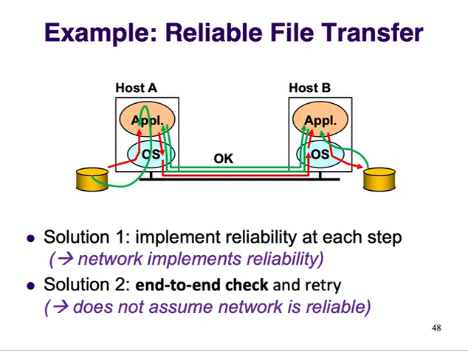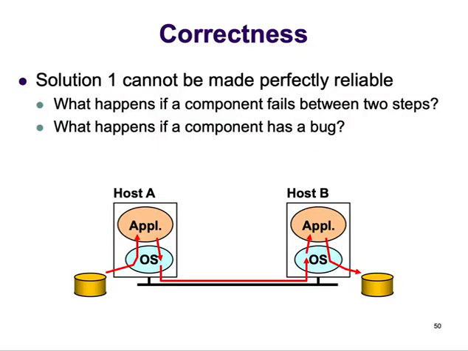So let's think about the solutions. Is solution 1 clear first? What we're trying to do, right? We have these 5 steps, and we're going to try and make each step reliable. Any questions on what solution 1 and solution 2 are doing? Okay. So let's go look at correctness. I'm going to assume everyone's clear on what these 2 solutions are doing.